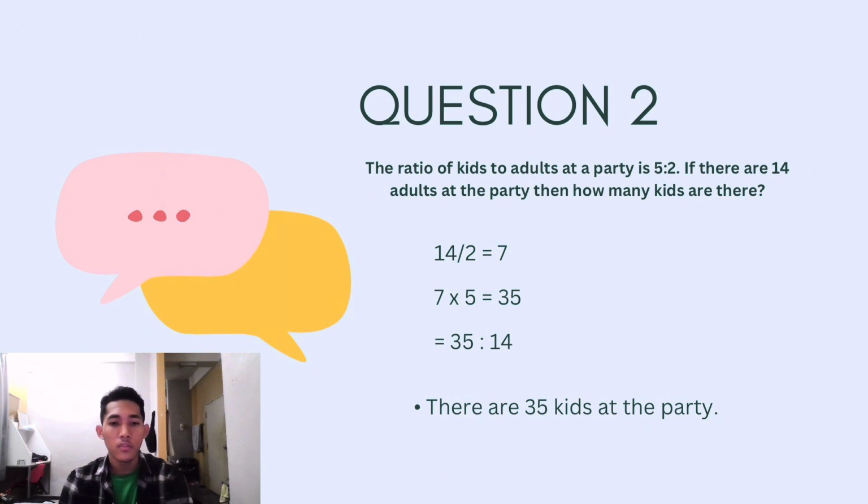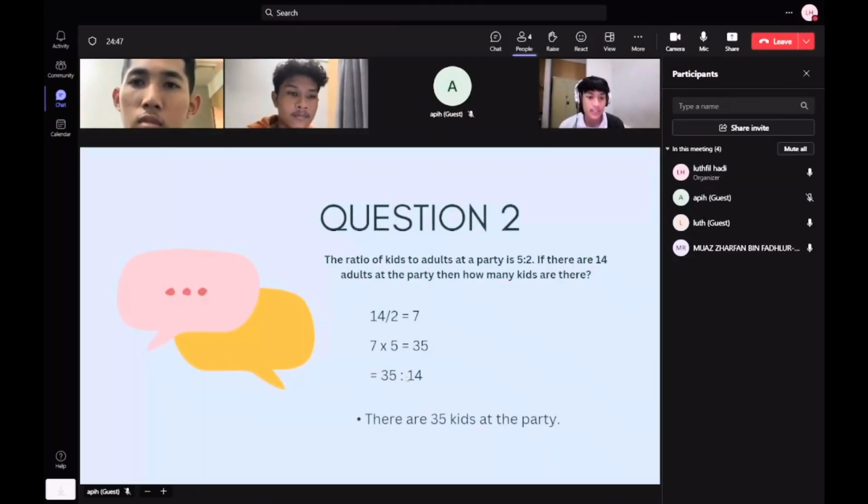Okay, for us to know the number of children at the party, we take the number of adults, which is 14, divided by the ratio of 2 for adults, and the answer we will get is 7. Then the answer we got earlier, which is 7, we multiply by the ratio of 5, which is the ratio of children, and we get 35 children at the party. We get the answer. So the last answer is 35 to 14. Thank you, Muaz, for explaining the example question for ratio.